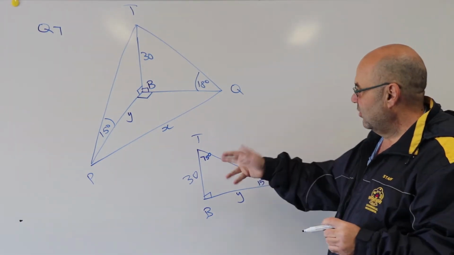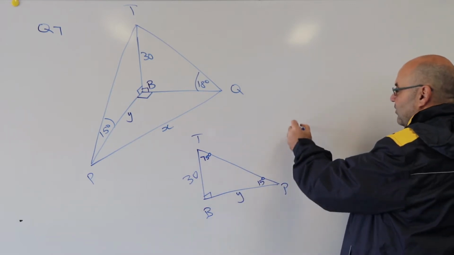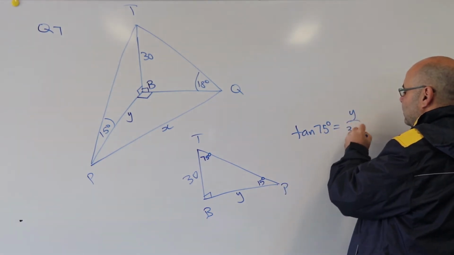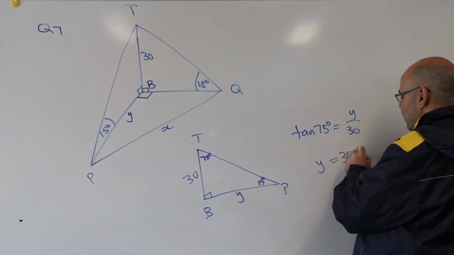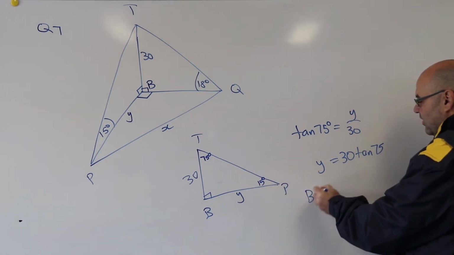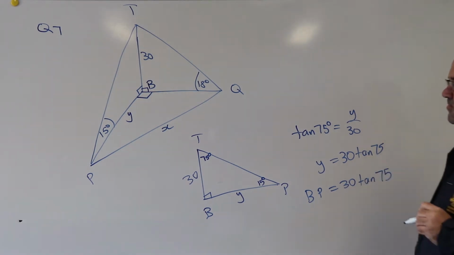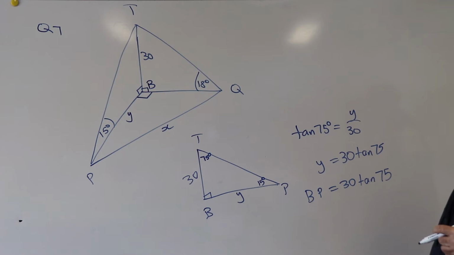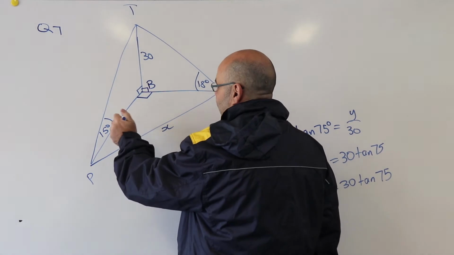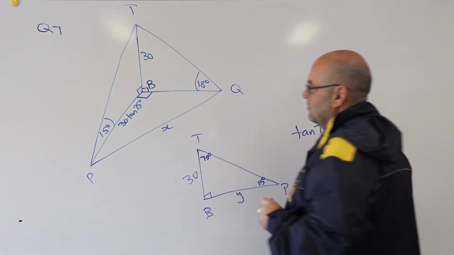So what do we know? We know that tan 75 is opposite over adjacent. So the tan of 75 degrees is y over 30. So y is 30 tan 75. Well, what's y? y is BP. So BP is 30 tan 75. Okay, I'm going to replace my diagram with that. So call this distance over here 30 tan 75 degrees.